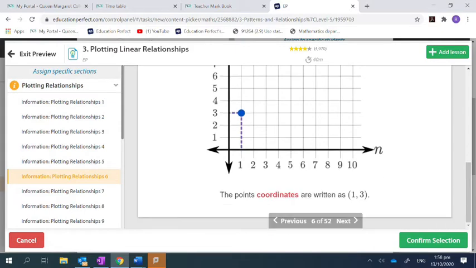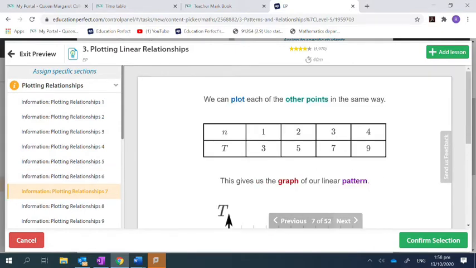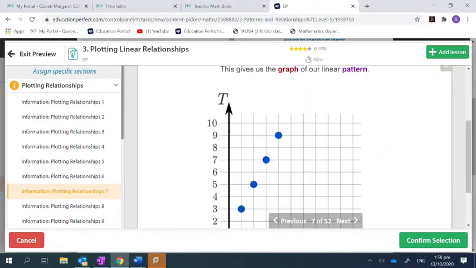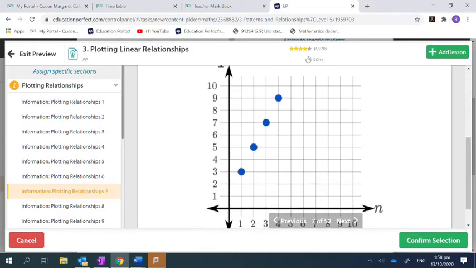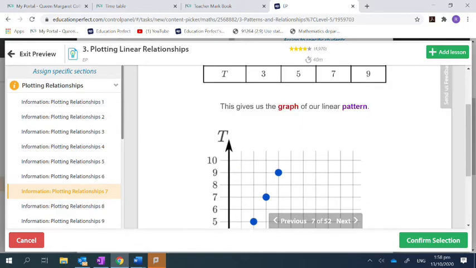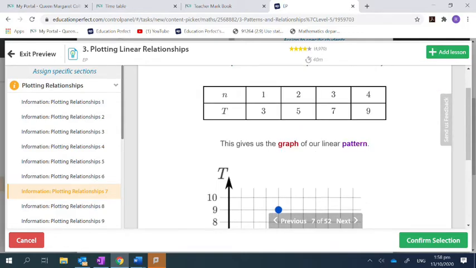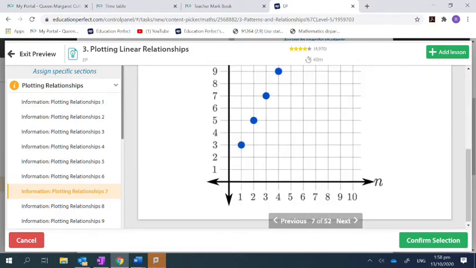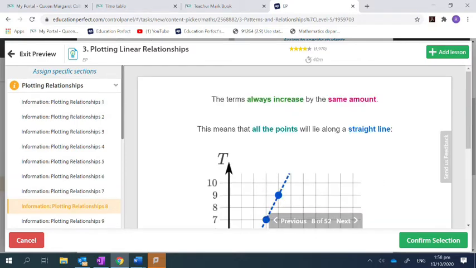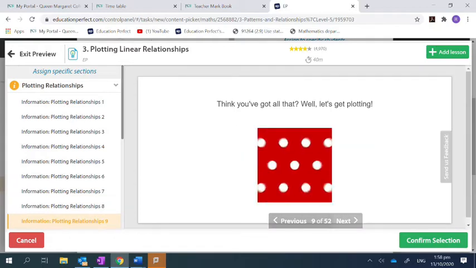All right. So you'll see they plotted the first one and then continued to plot them. What do you notice about all the dots? They're going up. They make a straight line, and they're also going up, which tells you that these are always increasing. If you notice our pattern, what's it doing? It's increasing. Always increasing. Good. So then you can draw a straight line.